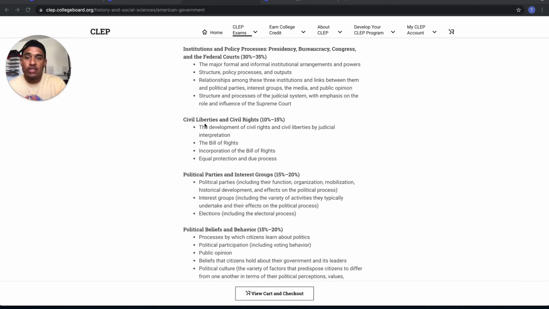So for example, institutions, policy, process, presidency, bureaucracy, and Congress. This is the first section here I'm reading. This is 30 to 35% of your exam. By far, probably the biggest chunk.